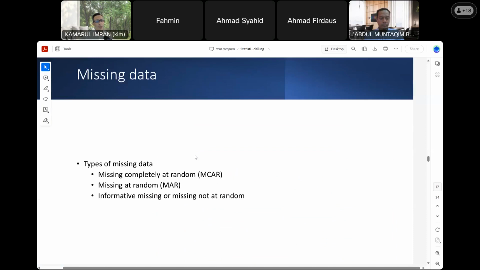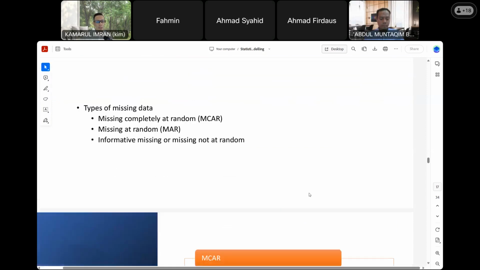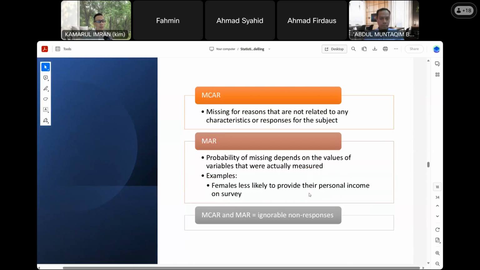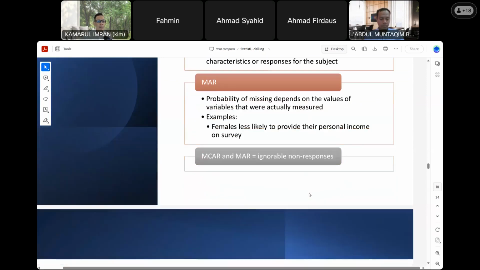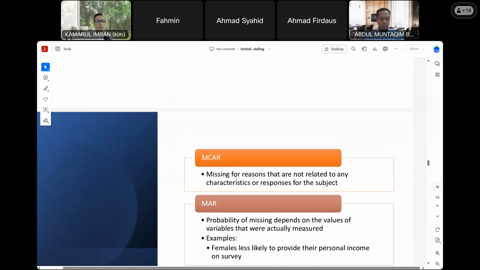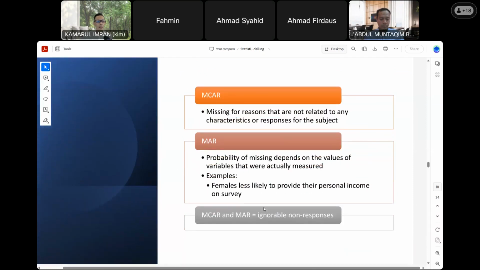In our book, there is a chapter on missing data. Hanis wrote that chapter, so you may want to look at it lah. Okay. So missing completely at random, missing at random. These two missingness are ignorable. Ignorable. It means that when you have this kind of data, you still can analyze. Okay, you still can analyze.